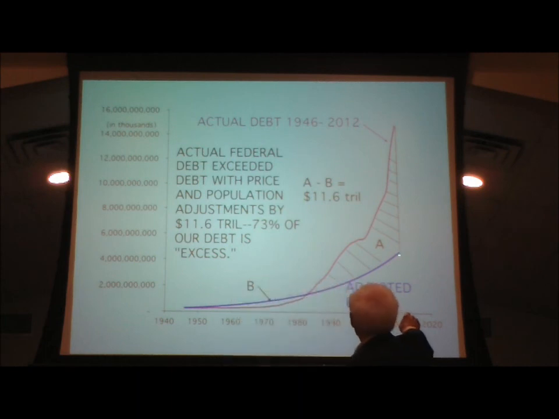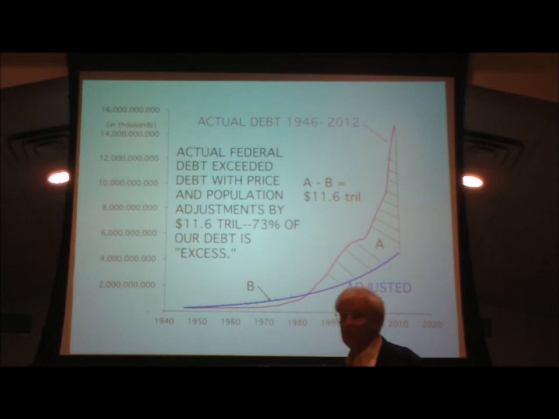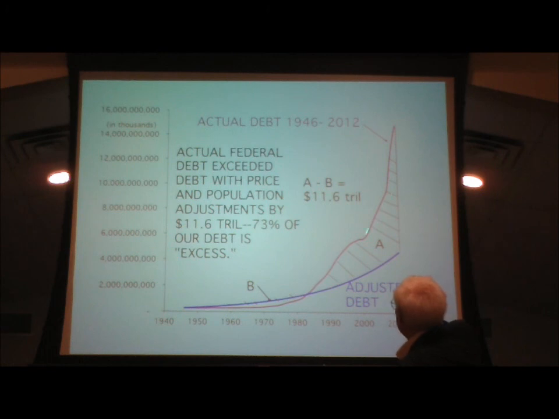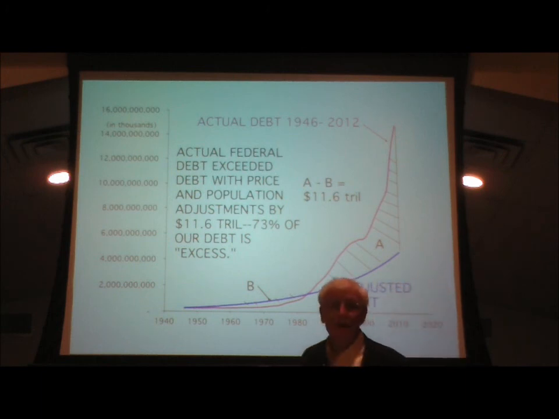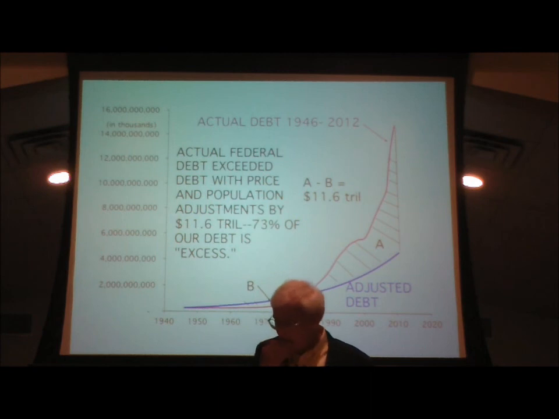The difference between where it is now and where it would be if it was adjusted is what I'm calling excess here. So you can see that for about a 25-year period, the actual debt doesn't grow quite as fast as the adjusted debt. So I'm calling that area B. But for most of the chart, the actual debt grows much faster than it should have with just population and inflation. I'm calling that area A. So if you subtract B from A, you get $11.6 trillion. So almost 75% of our debt is over and above what would be necessary to fund new programs to represent the growth in population and the higher cost of buying goods and services.